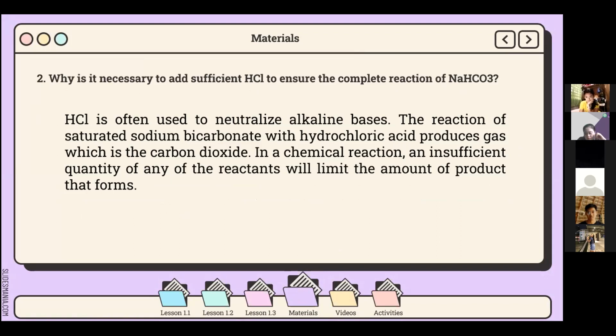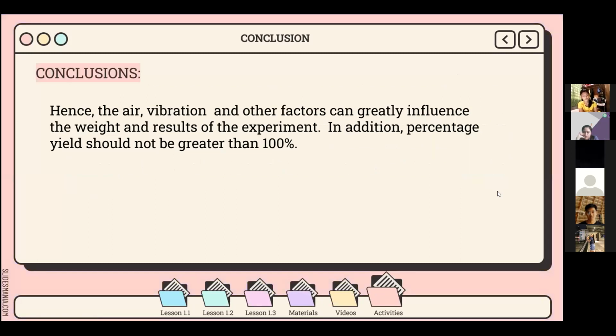Why is it necessary to add sufficient HCl to ensure the complete reaction of NaHCO3? HCl is often used to neutralize alkaline bases. The reaction of saturated sodium bicarbonate with hydrochloric acid produces gas, which is carbon dioxide. In a chemical reaction, an insufficient quantity of any of the reactants will limit the amount of product that forms. Next, please.